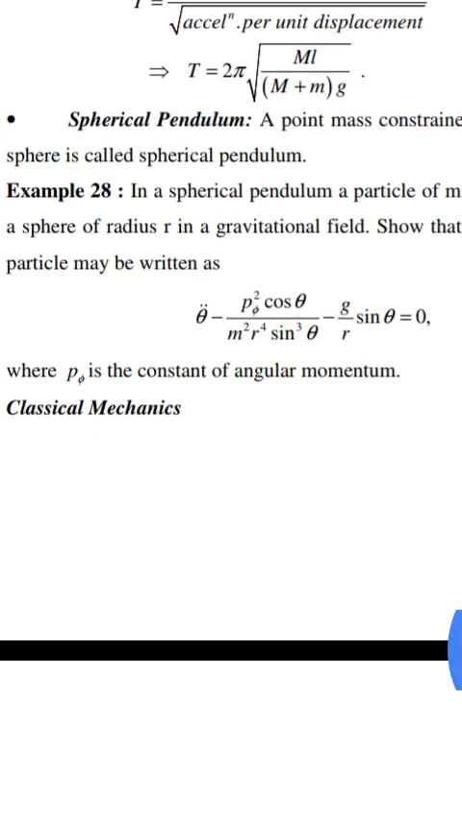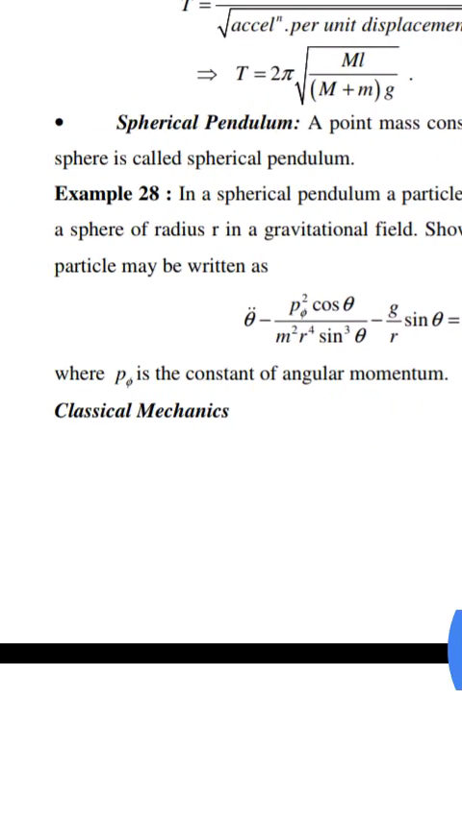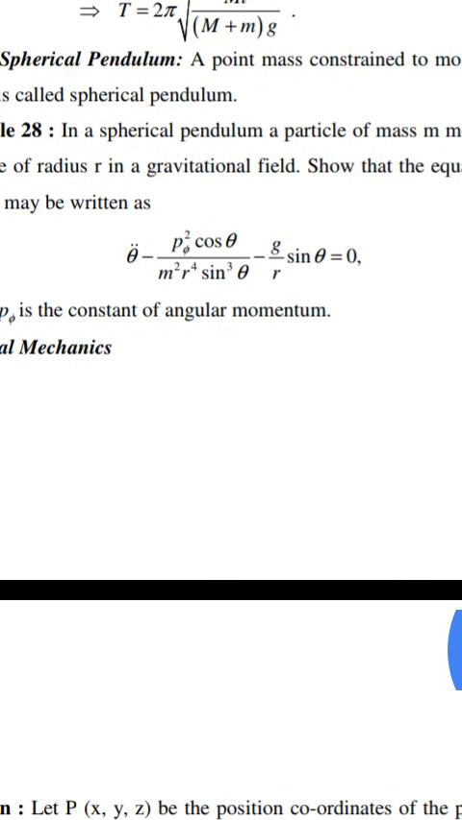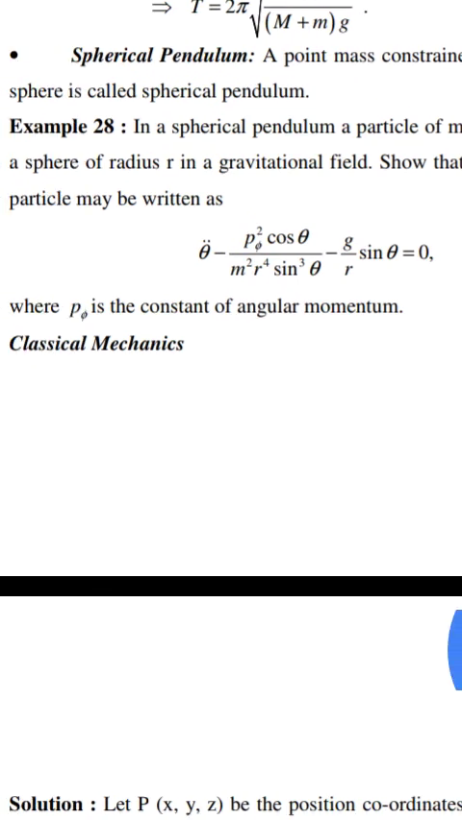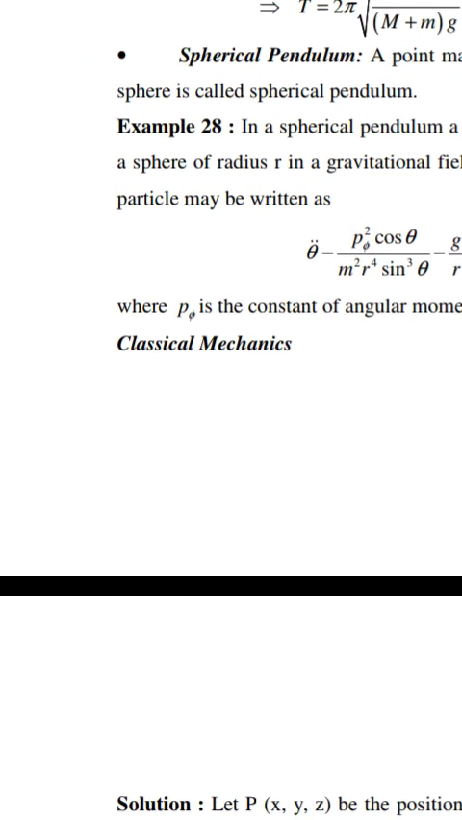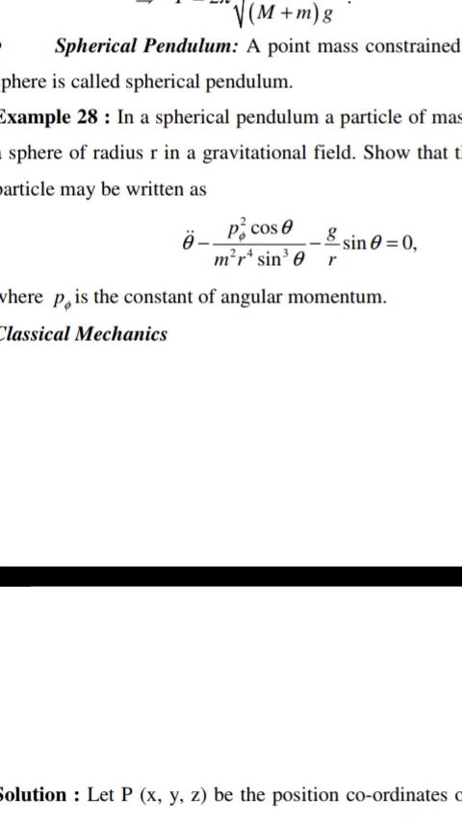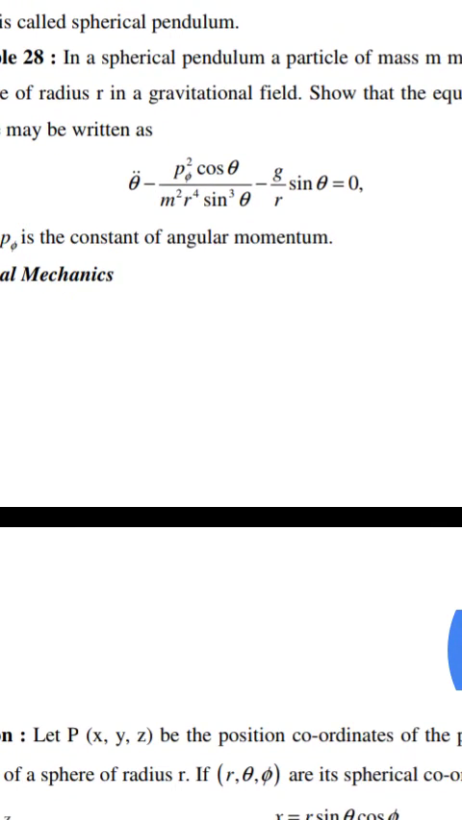In a spherical pendulum, a particle of mass m moves on the surface of a sphere of radius r in a gravitational field. Show that the equation of motion of the particle may be written as θ̈ minus p_φ² cos θ divided by m² r⁴ sin³ θ minus g by r sin θ is equal to 0, where p_φ is the constant of angular momentum.